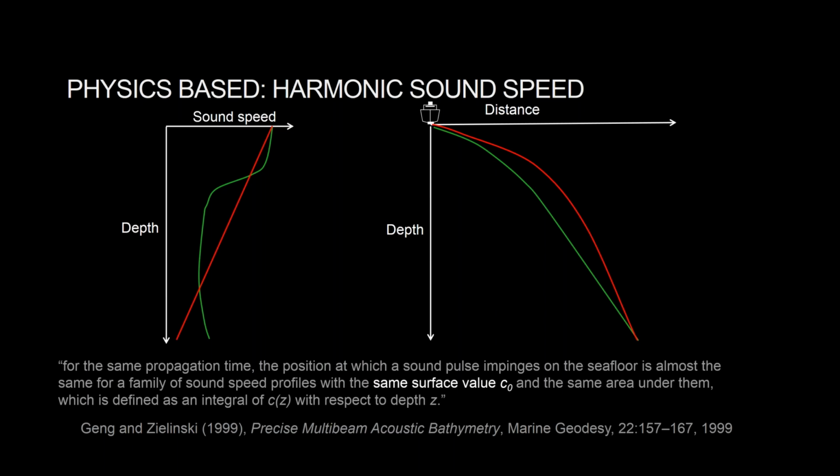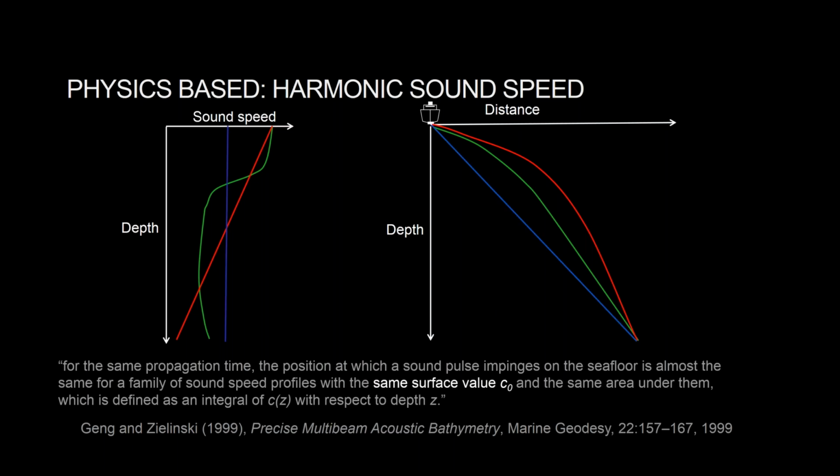If you remember your calculus integration classes, the integral between the red and the green functions is graphically drawn here to be about 0. What that means is I can take a very different path through the ocean, but I can land at the same spot. There's a family of sound speed profiles that can get me to the same spot with the same travel time and depression angle. And the harmonic sound speed is an extreme version of that.